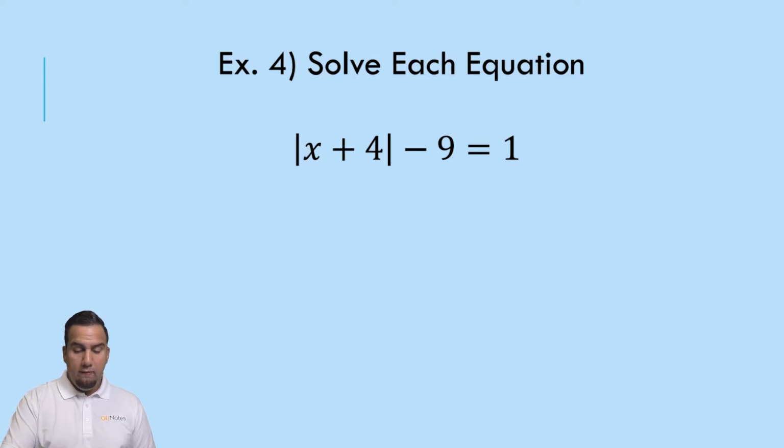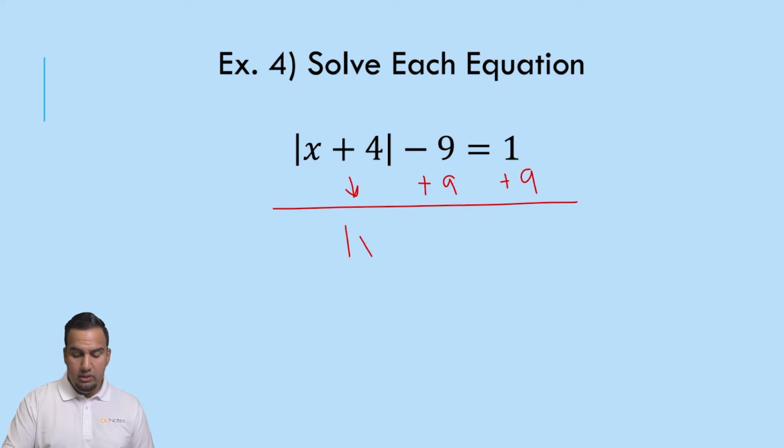So for this problem, there's an absolute value in the problem, so I have to isolate it. What does that mean? I have to move the negative 9. How do I move it? I do the opposite, which is plus 9. I'm going to do it on both sides of the equal sign. Then I'm going to solve. The absolute value is going to come down, so it's going to be the absolute value of x plus 4. The negative 9 and plus 9 are going to cancel out, and 1 plus 9 is going to equal 10. Once I have this, my absolute value is isolated. So I'm going to set the inside of this equal to positive 10, but I'm also going to set it equal to negative 10.